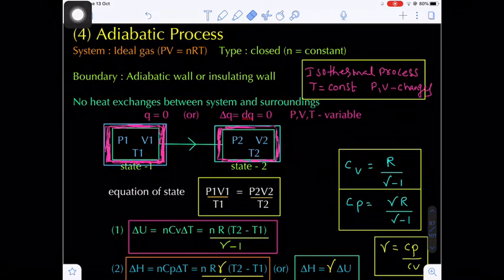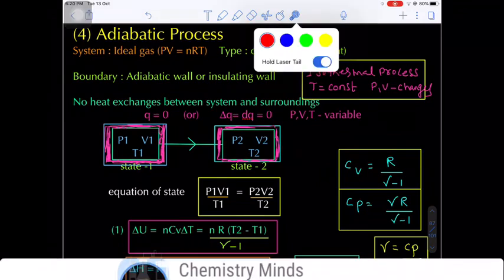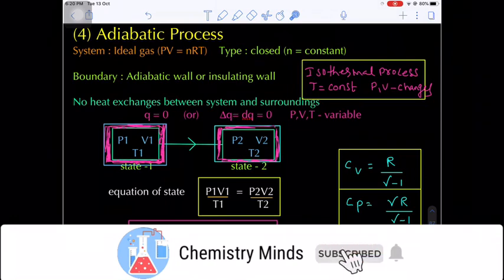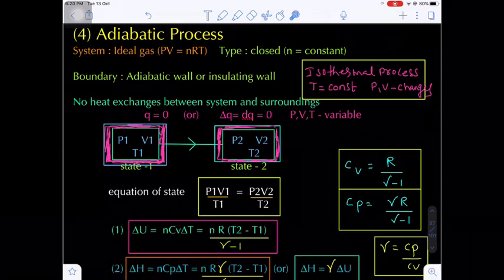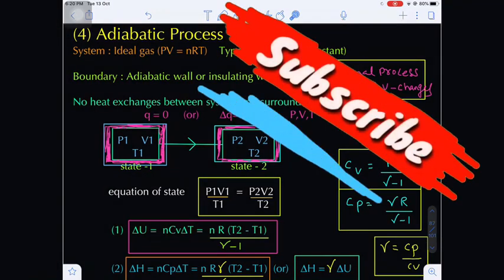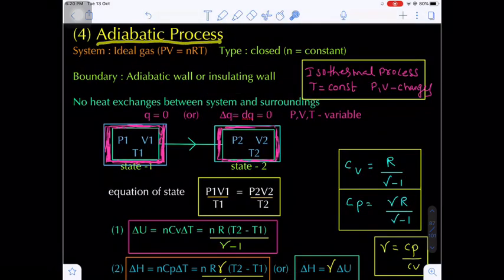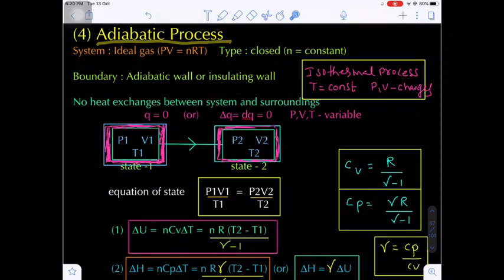Hello students, in the last class we completed the isothermal process, in which we completed the calculation of change in internal energy, change in enthalpy, heat exchange and also work done. Now in today's lecture we are going to discuss the fourth process, that is called the adiabatic process.